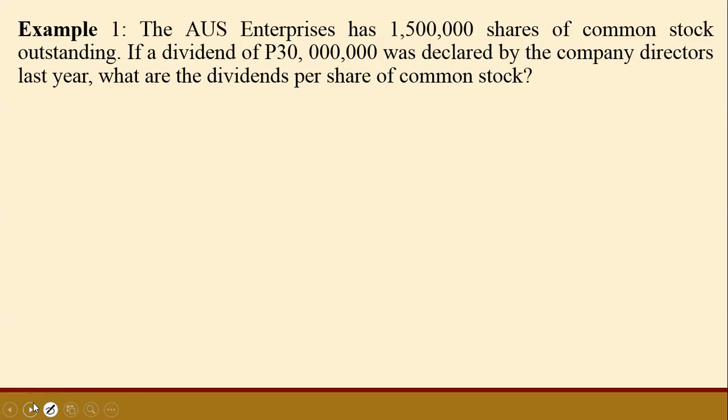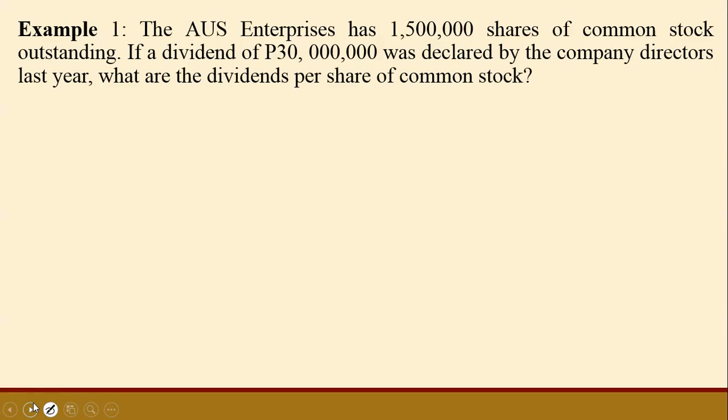Example, the AUS Enterprises has 1,500,000 shares of common stock outstanding. If a dividend of 30 million pesos was declared by the company directors last year, what are the dividends per share of common stock? Okay?